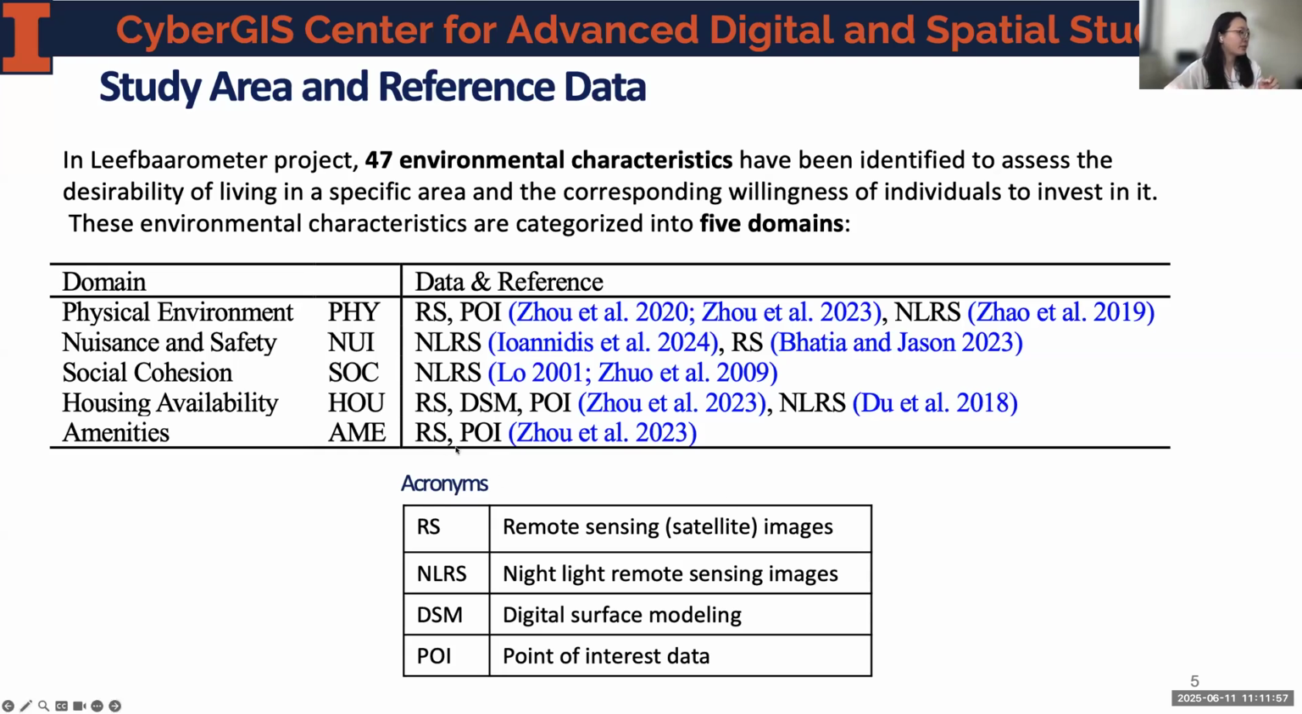Also, satellite imageries and point of interest data can reflect the amenity domain. So in our research, we have combined all those 4 types of modalities to evaluate urban livability, not only the overall livability, but also these 5 different livability domains.